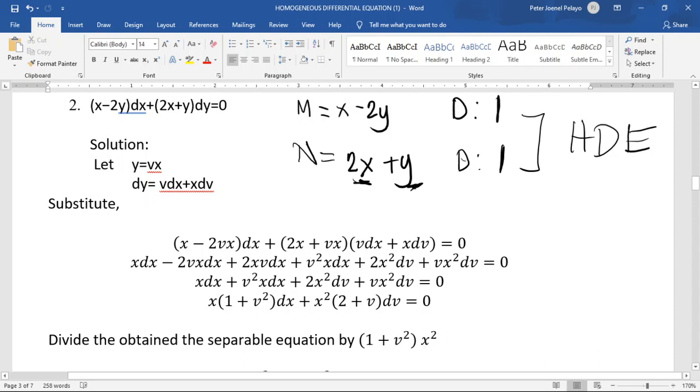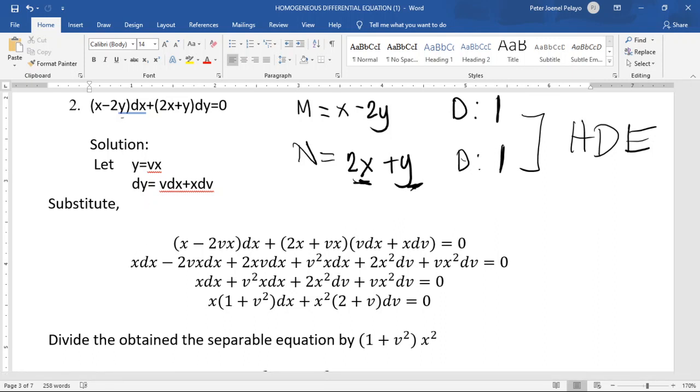So, this is an example where, if you look at it, they are almost the same. M and N are both simple because they both have two terms, and both are degree 1. So, actually, whichever you use, whether y is equal to vx or x is equal to vy, it's okay. But what we will use for this case is y is equal to bx. So, we substitute for y, we substitute the y's here.